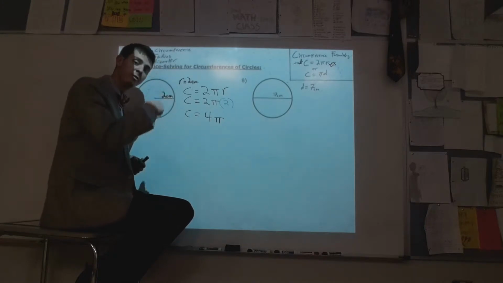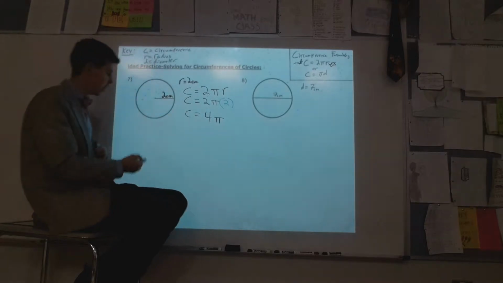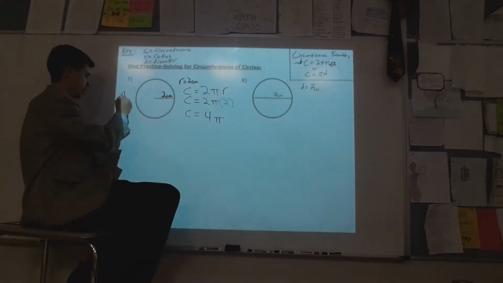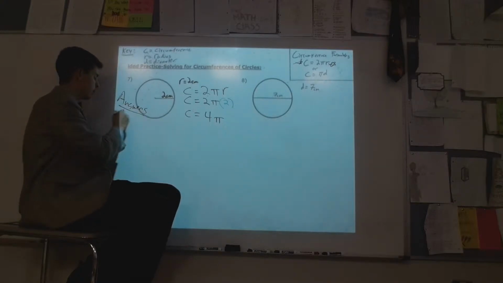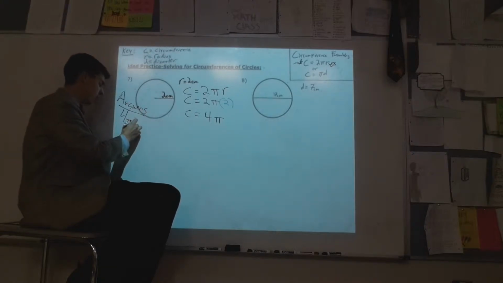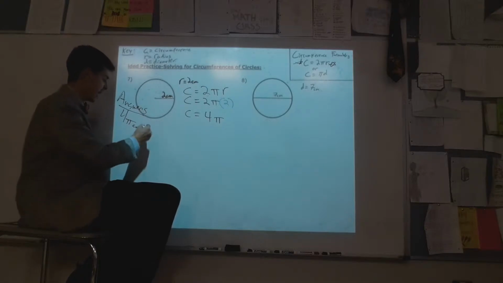And remember in the first video, we left our answers in terms of pi. This is one of our answers. 4 pi, and don't forget the units. 4 pi, not Marionberries or pumpkin pies. It's 4 pi centimeters.